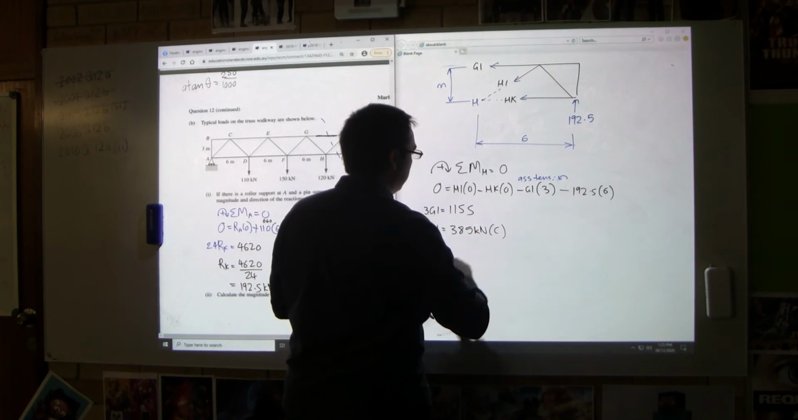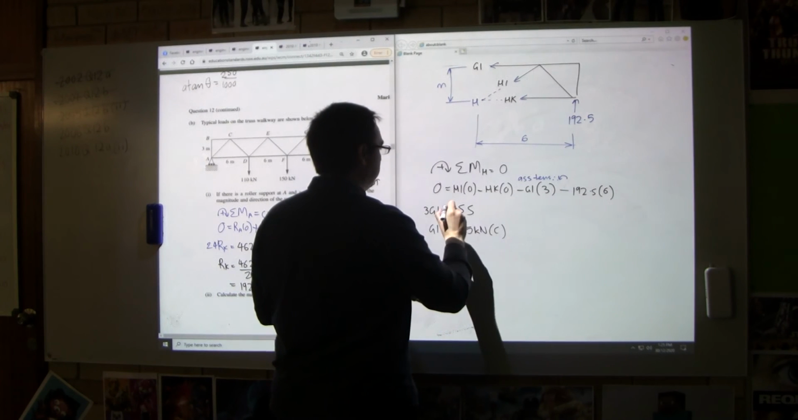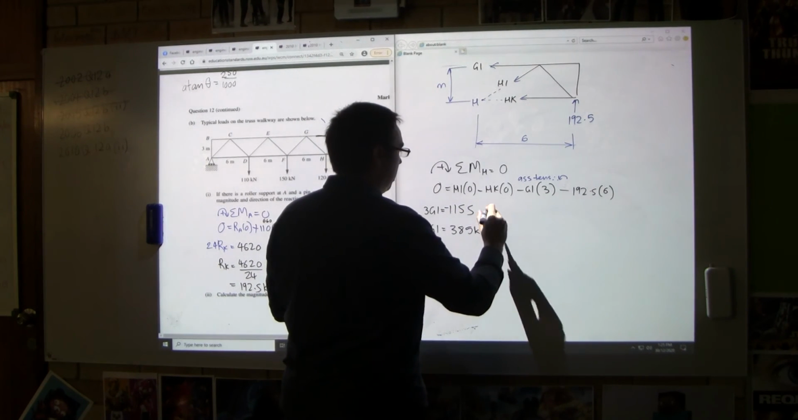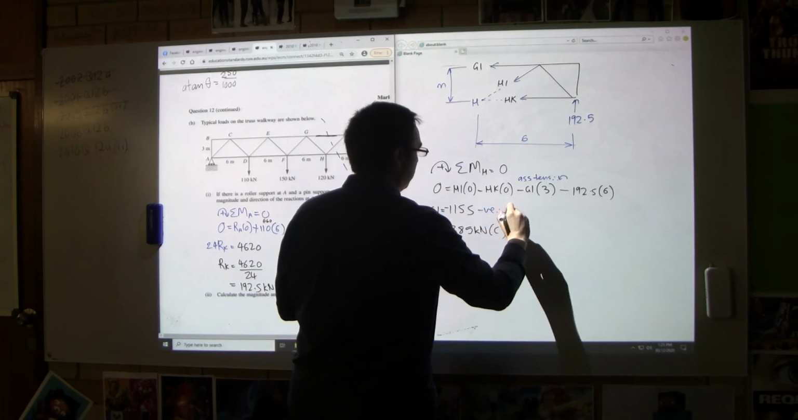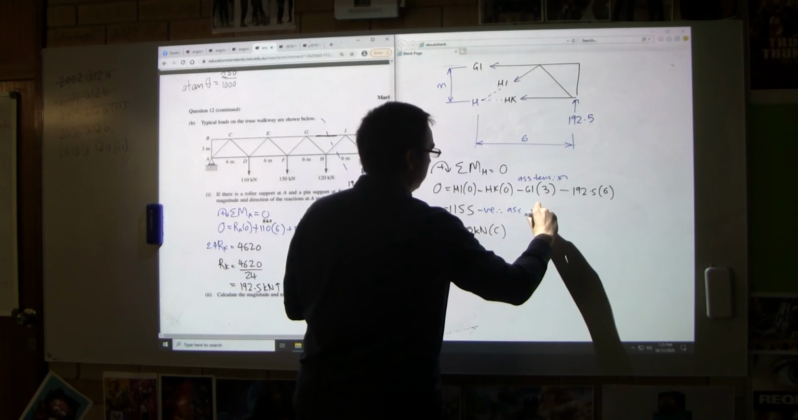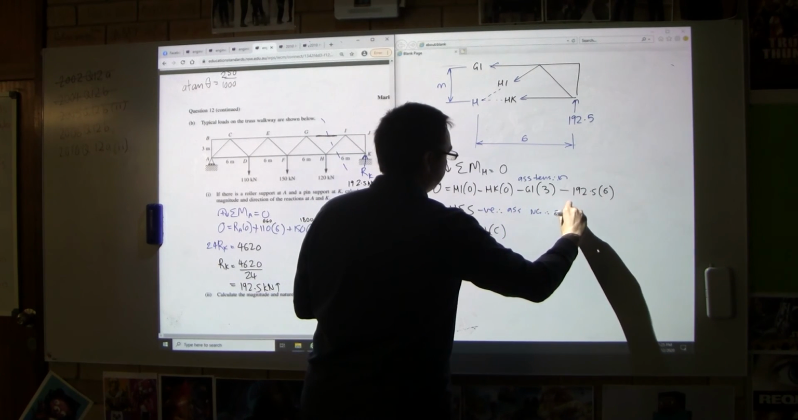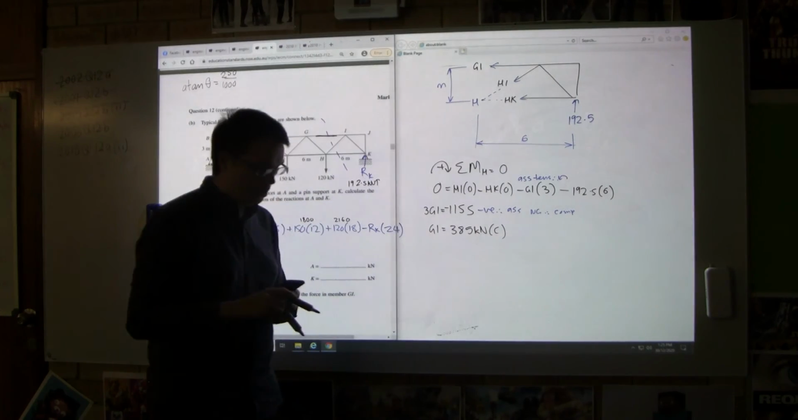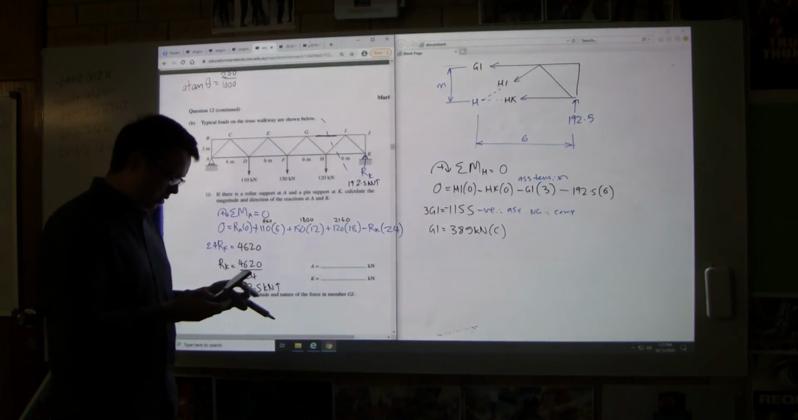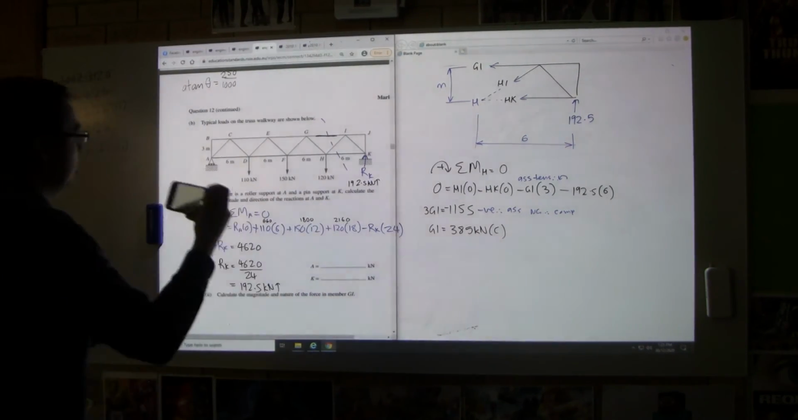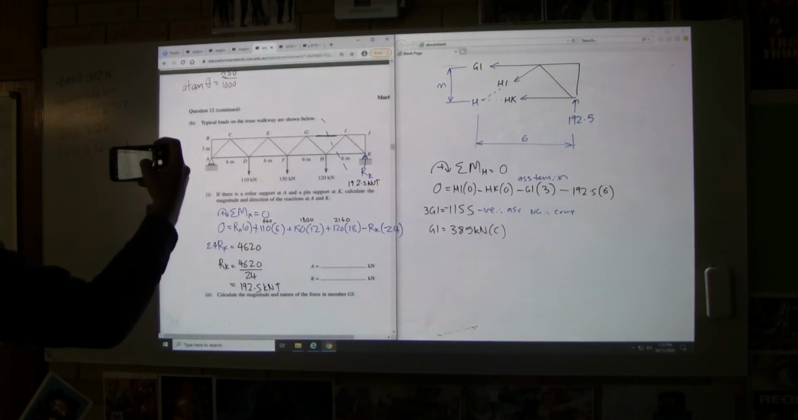And in compression. I didn't write that here. Oh, I should have written minus and said here negative. Therefore, assumption was no good. Therefore, compression. Okay. We'll take a photo of that. Should have been taking photos. I regret that now.